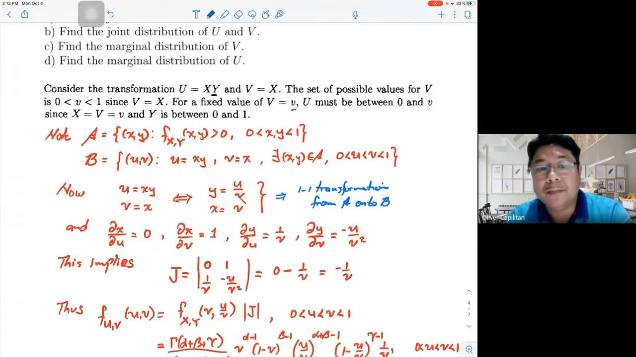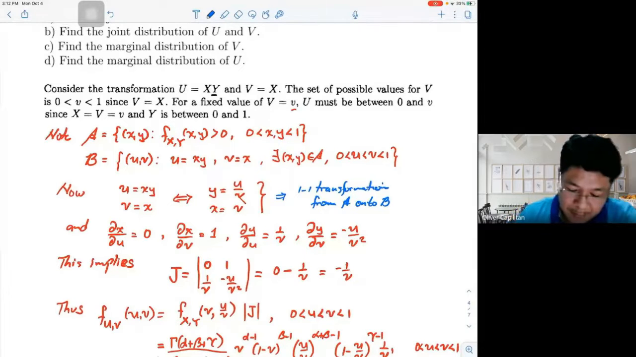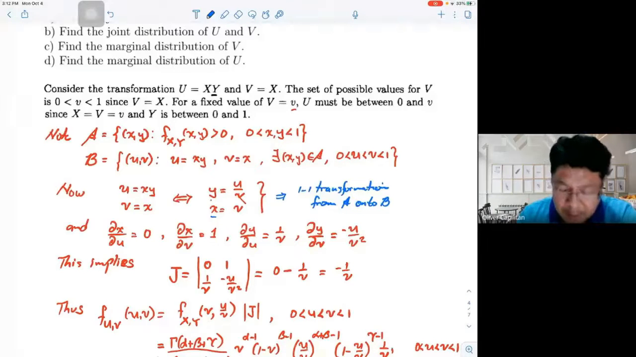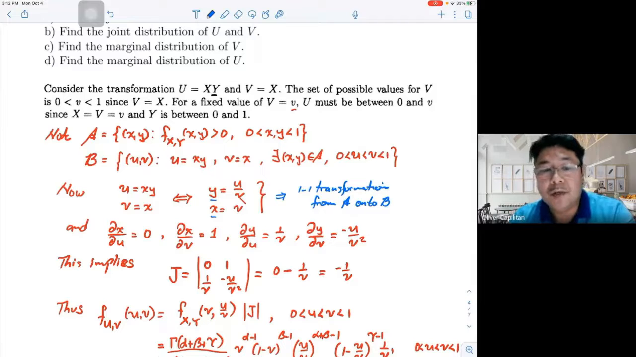A one-to-one transformation. So in other words, in our inverse function, we have x in terms of u and v, and y is also a function in terms of u and v. Since it's a one-to-one transformation from script A onto script B, we can use our formula in the preceding discussion. So we're going to find the Jacobian of our transformation.